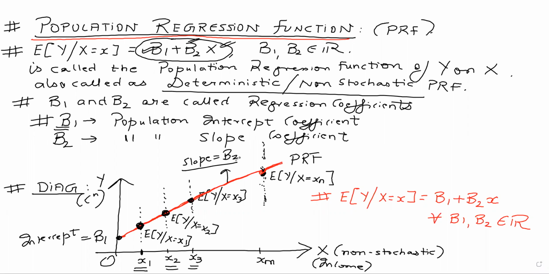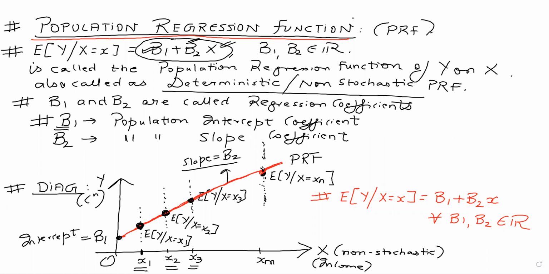So I hope students are clear with the concept of population regression function. Now, guys, we should know how to interpret B2 and how to interpret B1. But before doing that, we can also write one line as to what is expected value of y given x equal to xi.